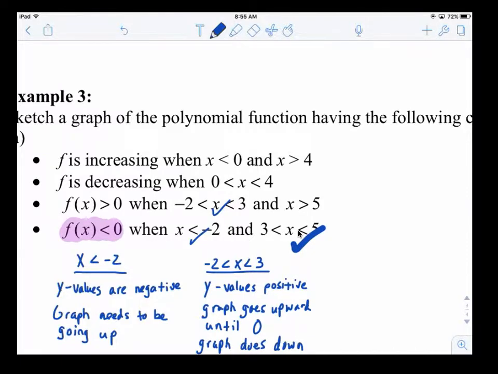This part right here is telling you that your y values need to be positive, and then this part here is telling you that the graph needs to be going in an upwards direction. No, we kind of already did that when we did like this one, and this one.